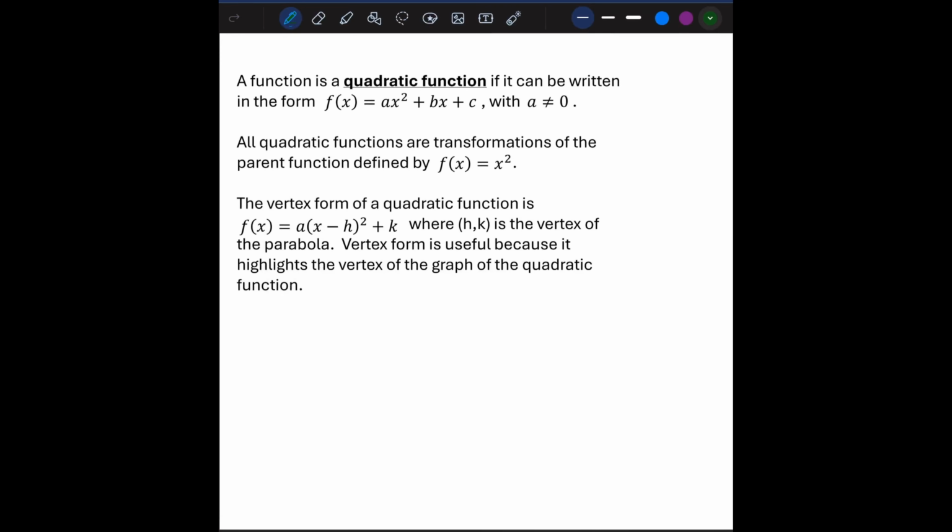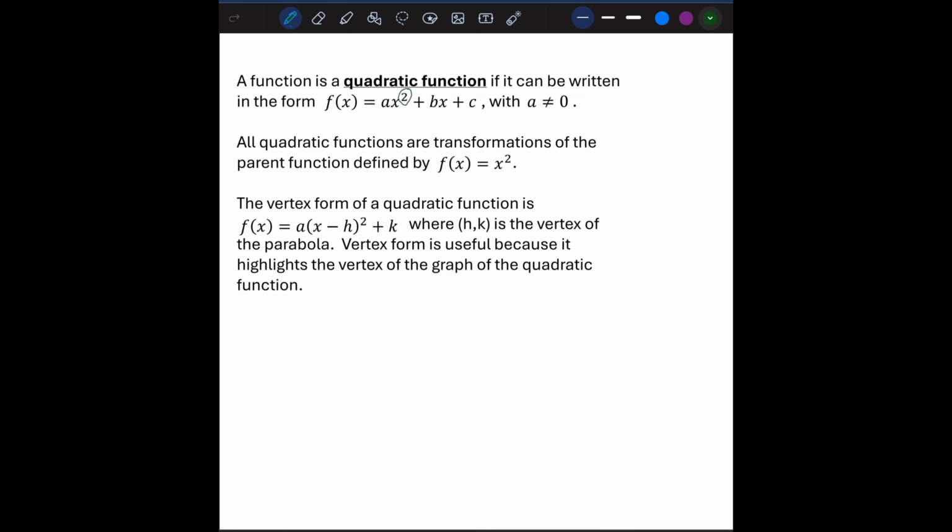Right, in this lesson we're going to talk about the vertex form of a parabola. A function is a quadratic function if it can be written in the form ax squared plus bx plus c. So I see up here that the biggest degree I have is a 2. That means it's going to be quadratic. All quadratic functions are transformations of its parent function, which is f of x equals x squared.